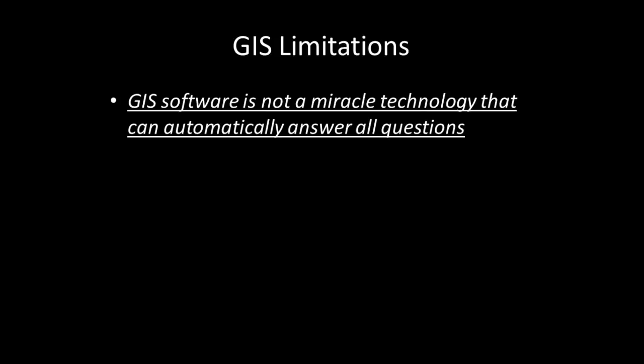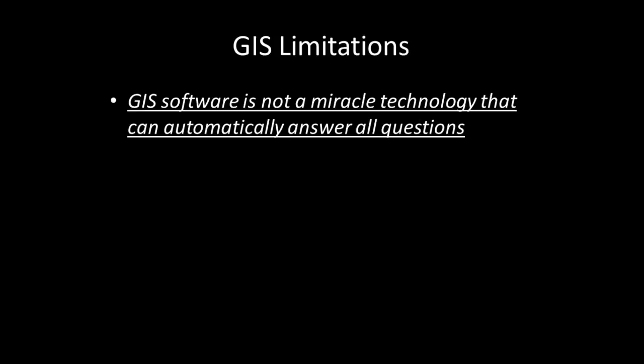GIS software is not a miracle technology that can automatically answer all questions. Although this may seem obvious, it is important to keep in mind that GIS is limited by numerous components of the system that comprise GIS as previously discussed. For example, the answers you get are only as good as the software used, the quality of the data used in the software, and the skills of the people operating the software, conducting the analysis, or modeling and producing the final maps.